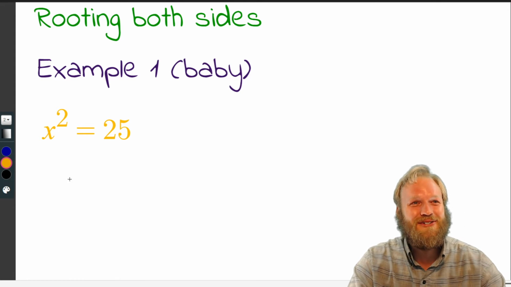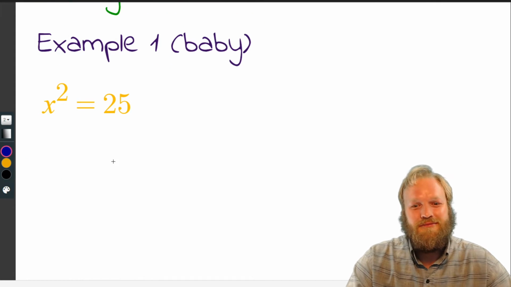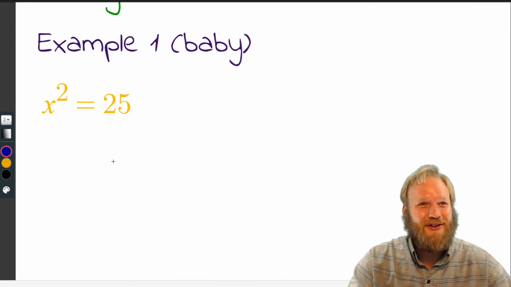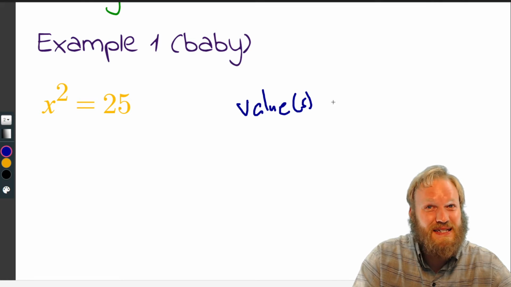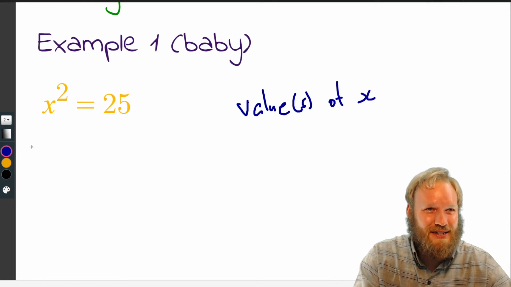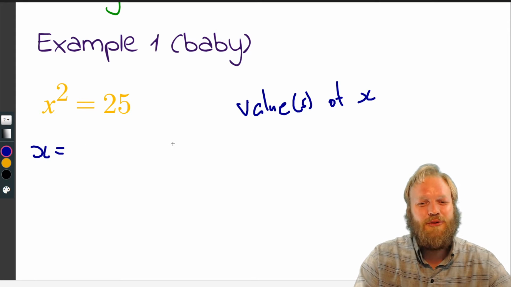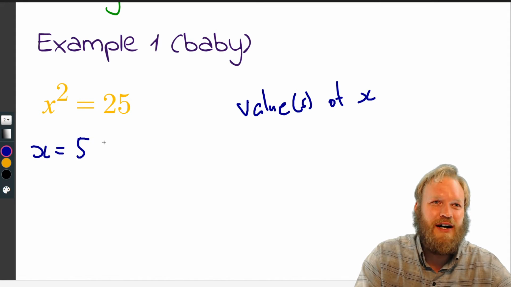So x squared equals 25. So determine the values of x. And you heard that I was kind of going like that. I was like, determine the value of x. In other words, x could definitely be more than one value. So we got x equals 5.